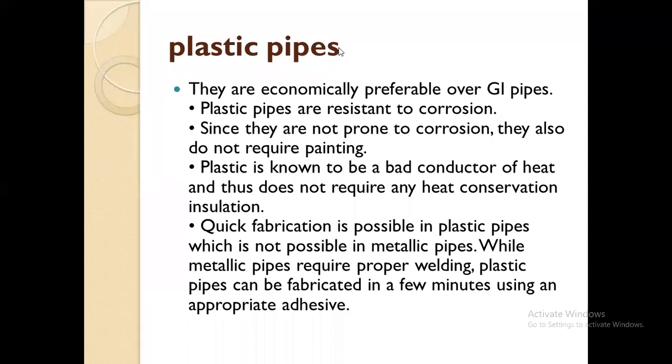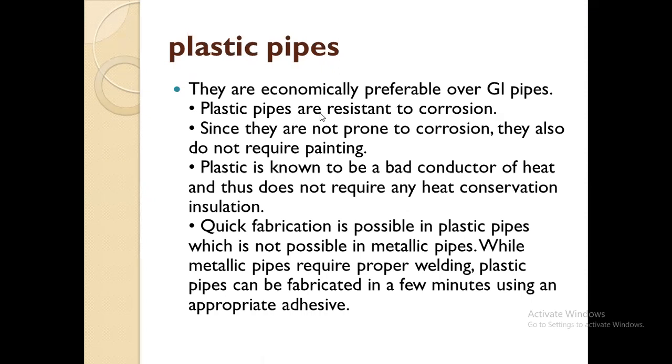Firstly, we will discuss the plastic pipes. Generally, plastic pipes are more economical than GI pipes or CI pipes. GI is galvanized iron pipes, and CI is cast iron pipes. The cost of plastic pipes will be less as compared to GI and CI.